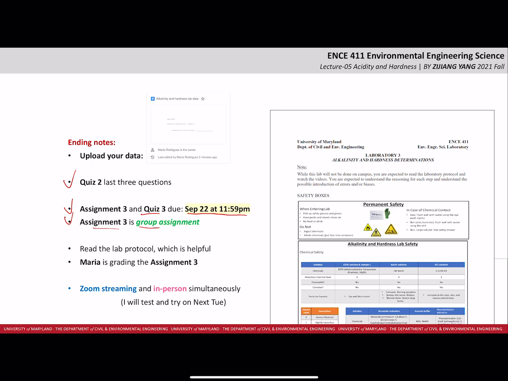And assignment 3 is a group assignment, so you can do it together with your group mates. Also, please read the lab protocol because it will be helpful for your quiz and assignments. And Maria is grading assignment 3, so if you have any specific question related to assignment 3, it would be better to email Maria. And again, I will also try Zoom streaming and in person simultaneously next Tuesday. I will find the optimized way to do this if I can figure that out. So that's it.